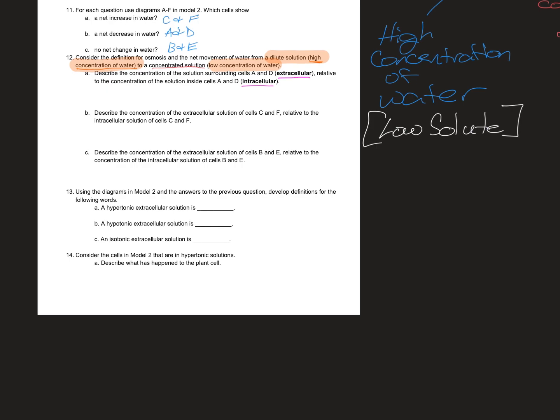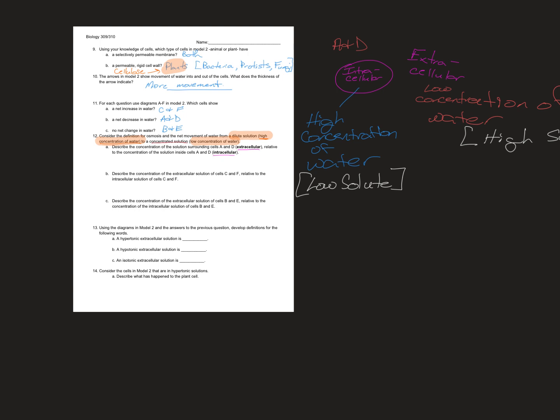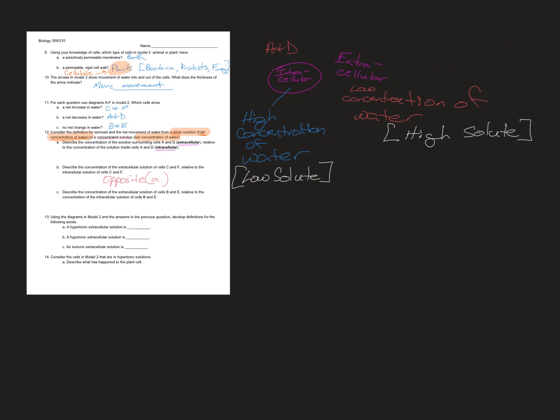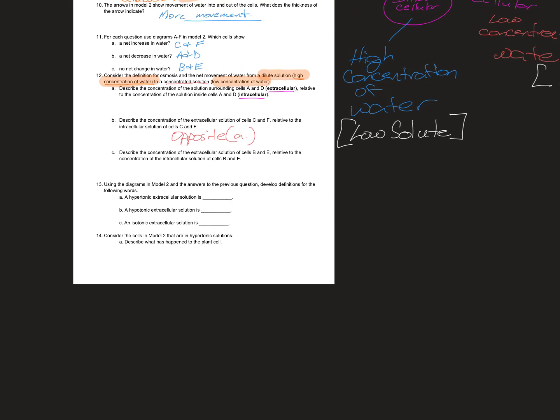And describe C and F. C and F is going to be the opposite, right? I'm not going to write that down. Do you mind if I don't write it down just to save time? It's just going to be the opposite of this. So the extracellular is high concentration water, low concentration solute, and intracellular is low concentration of water, high concentration solute. Describe the concentration of B and E, the same. And I'm just going to put there same. Same concentration water, same concentration solute. Or as close as they can come, obviously.